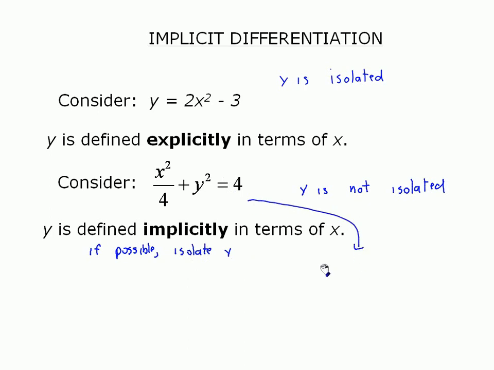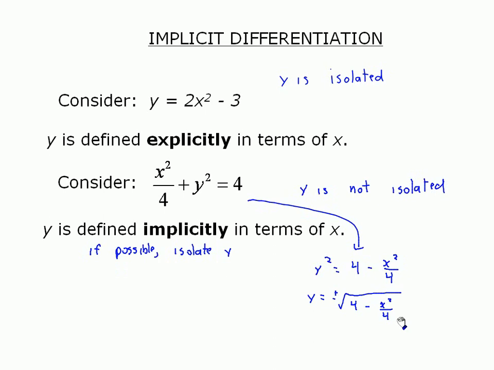So if you can, you want to isolate the y. Now there's been lots of questions where you won't be able to do it. This one, you keep the y squared on the left, bring the x squared over 4 to the right, and then take the square root, and you'll get plus or minus the square root of 4 minus x squared over 4. Now with the chain rule, you could very easily differentiate that. So it's not a big problem. This is a simple one, though. They're not always going to be that easy. And in many cases, it's just easier to do implicit differentiation anyways.